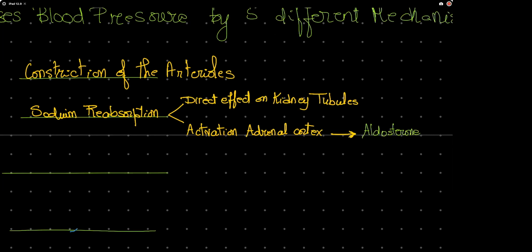So again, how angiotensin II increases my blood pressure: it constricts my arterioles. This is one thing. Enhancing the sodium reabsorption. Two mechanisms by which it increases the sodium reabsorption from the kidney tubules: direct effect and an indirect effect by activating the adrenal cortex to release the aldosterone.